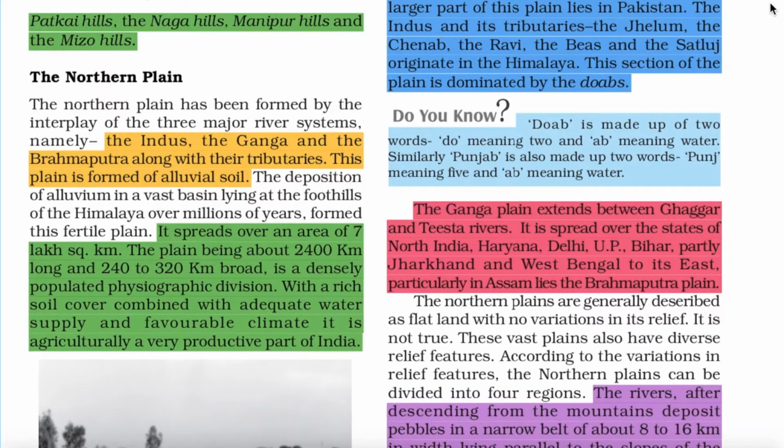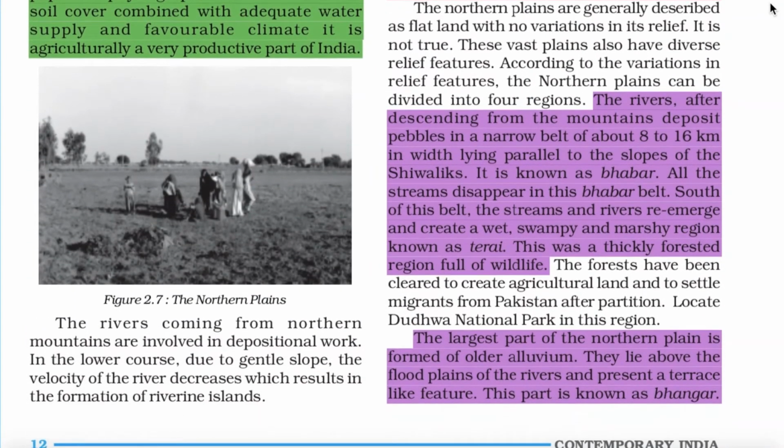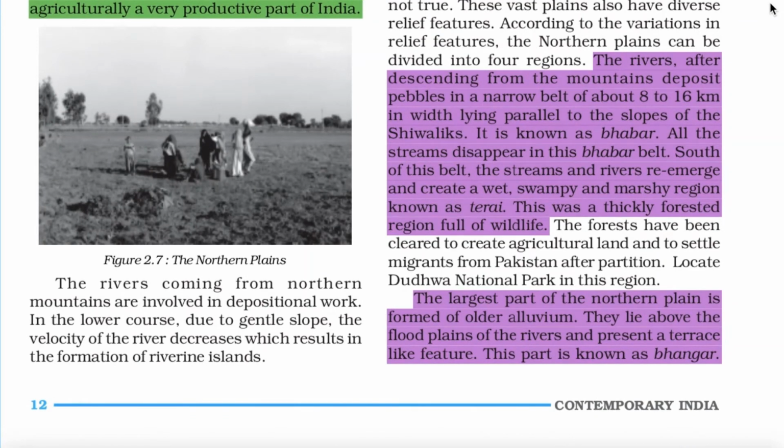the plain being about 2,400 kilometers long and 240 to 320 kilometers broad, is a densely populated physiographic division. With a rich soil cover combined with adequate water supply and favorable climate, it is agriculturally a very productive part of India. The rivers coming from northern mountains are involved in depositional work. In the lower course, due to gentle slope, the velocity of the river decreases, which results in the formation of riverine islands.